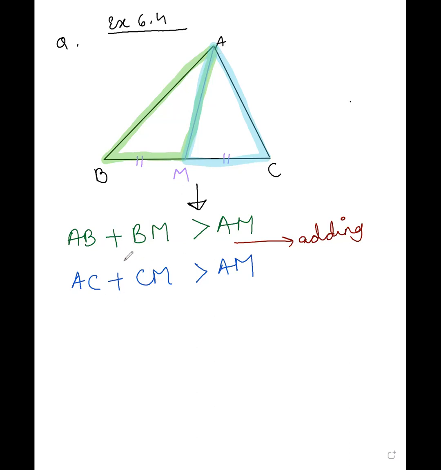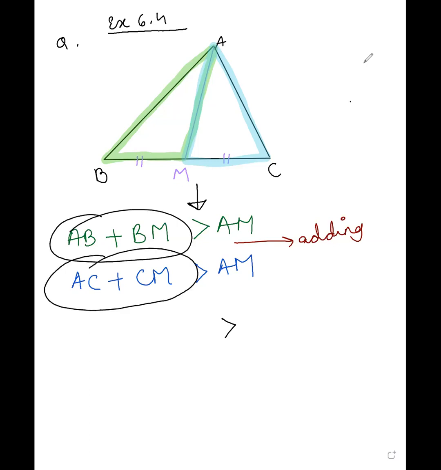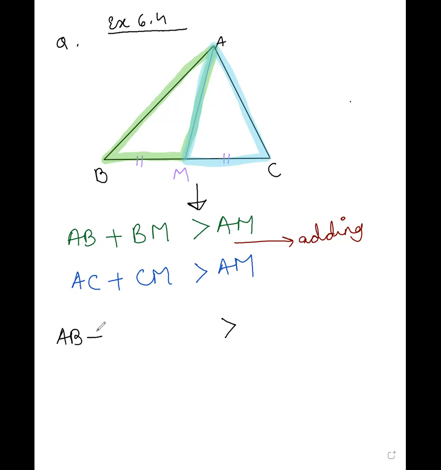Now we start adding, the left-hand side to the left-hand side, and in between we put this symbol, and then the right-hand side to the right-hand side. So what will the left-hand side become? Just start adding all of these things. AB plus BM plus AC plus CM is greater than 2AM.